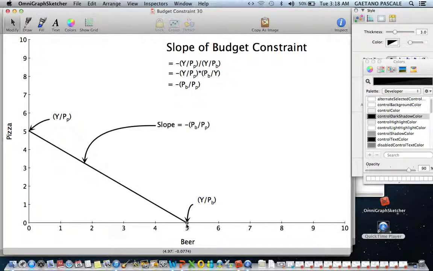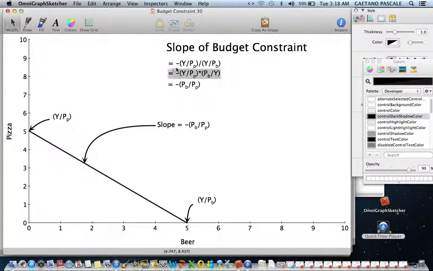Also, the two extreme endpoints here. If I decide I'm going to spend all my money on beer, this point on the budget constraint is just your income level divided by the price of beer, or by the price of X. The same thing for here. If I were to spend all my money on pizza, I would just take my income level and divide by the price of pizza, and that would tell me how much pizza I could purchase.